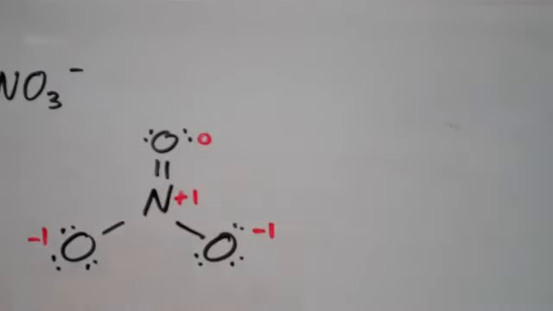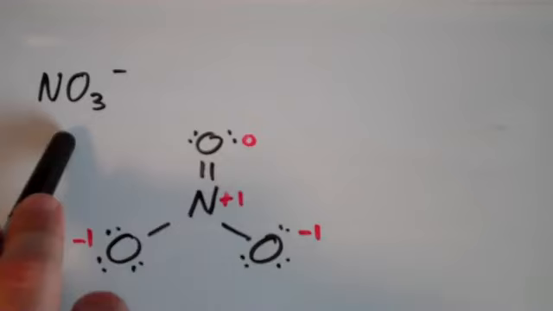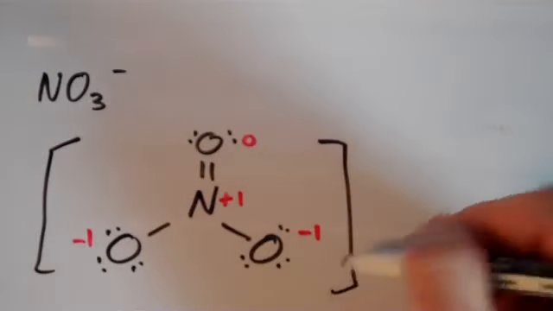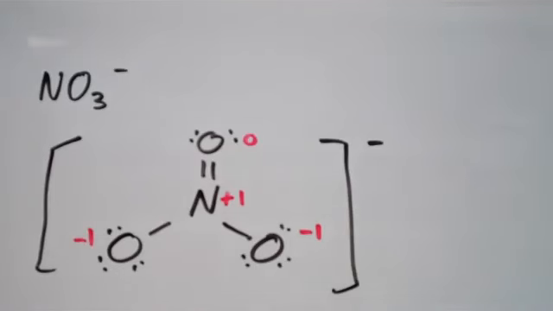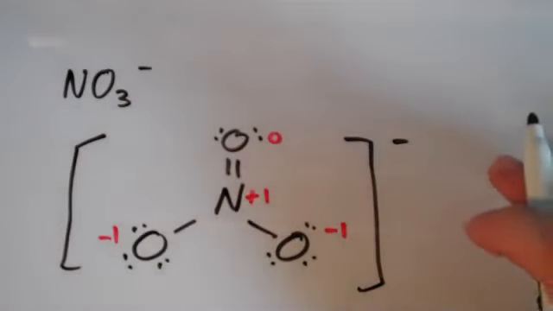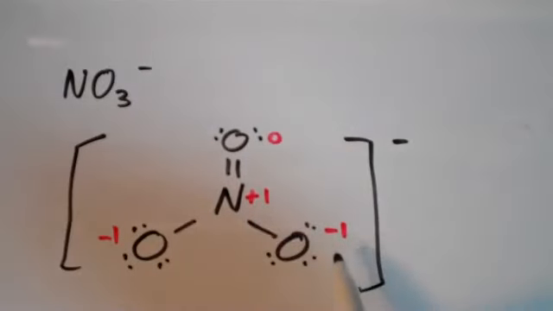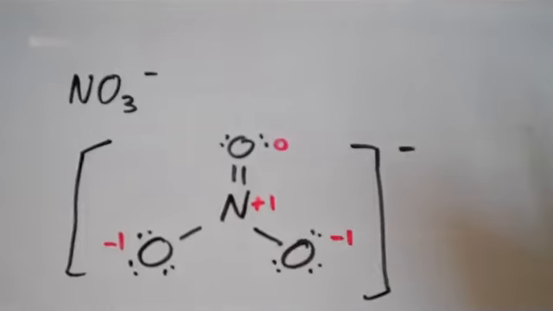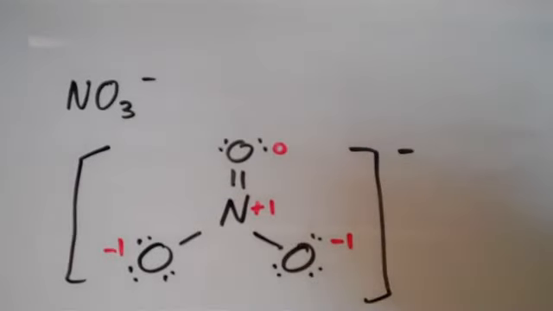And as we stated before, the total charge on this thing is just minus 1. So we would write it in brackets and give it a superscript minus. And notice that the formal charges in this case also add up to the charge of the ion. 1 minus 1 minus 1 plus 0 is going to be minus 1. So indeed the sum of the formal charges does equal the charge of the polyatomic ion.